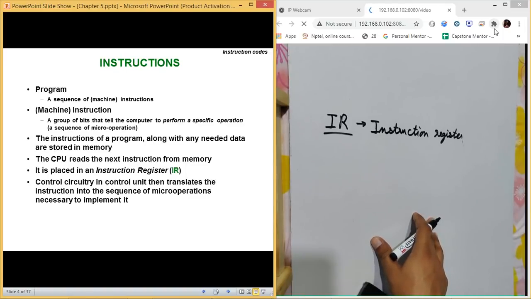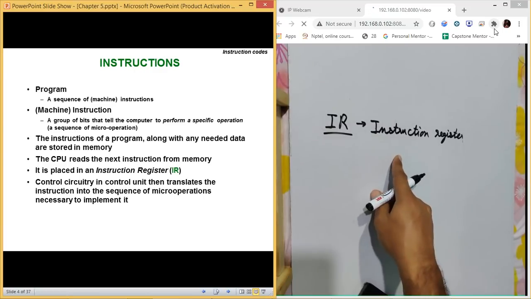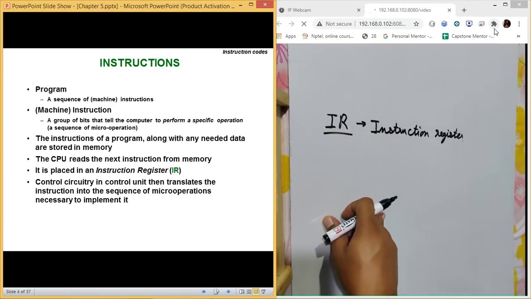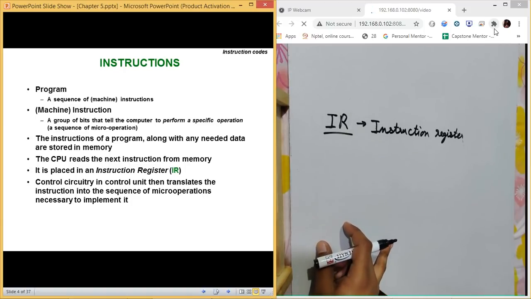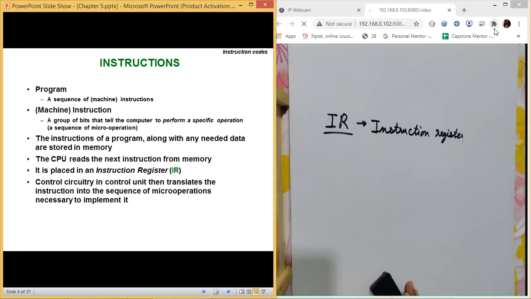Now, there is a sequence of operations which happen to identify what type of instruction it is. Like we can have an add instruction, we can have a divide instruction, we can have a load instruction. So all the instructions are different in their nature. So we need to identify what type of instruction is stored inside the instruction register. So we need to use a circuit to identify the type of that instruction.